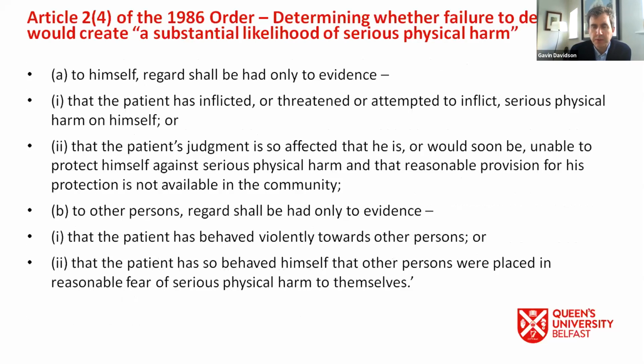Okay. In terms of the risk criterion, there are a few additional sources of information to help you with what you should be considering to determine whether failure to detain the person would create a substantial likelihood of serious physical harm. The concern here is about risk to the person themselves. Article 2.4 of the 86 Order says that regard shall be had only to evidence that the person has inflicted or threatened or attempted to inflict serious physical harm on themselves, or that their judgment is so affected that they are or would be unable to protect themselves against serious physical harm, and that reasonable provision for their protection is not available in the community.